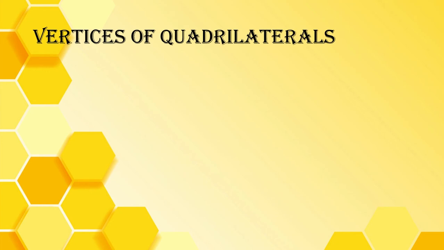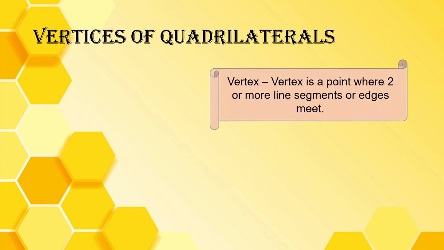Next is about vertices of quadrilateral. What do you mean by vertices? Vertices is plural of vertex. And what is vertex? Vertex is a point where two or more line segments or edges meet.